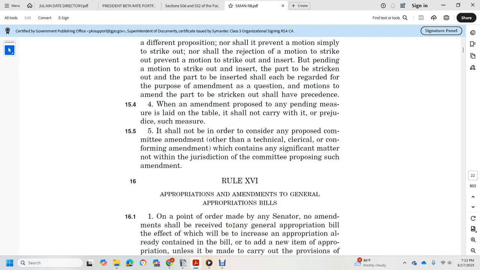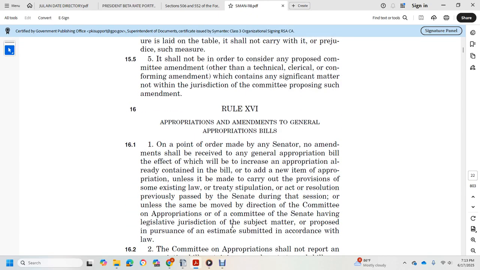Rule 16. Appropriations, amendments, general appropriation bills. On a point of order by a senator, no amendment shall be received to any general appropriation bill the effect of which will be to increase an appropriation already contained in the bill, or to add a new item of appropriation, unless it be made to carry out the provisions of some existing law, or treaty stipulation, or act or resolution previously passed by the Senate during that session; or unless the same be moved by direction of the Committee on Appropriations or of a standing committee of the Senate having legislative jurisdiction of the subject matter, or proposed in pursuance of an estimate submitted in accordance with law.